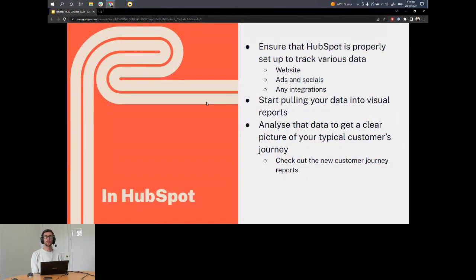The new customer journey reports HubSpot just launched are worth looking at here. That's a feature that HubSpot is looking to build on in the near future. So check them out and fiddle with them and see if you can get some really good data from those.